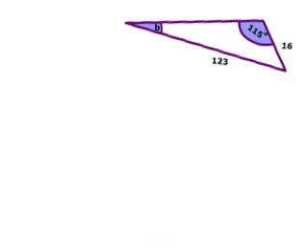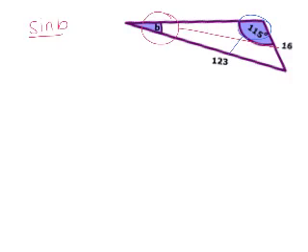Let's try that example again. Let's see how many different triangles are possible with this version of SSA. Remember, we're dealing with pairs. This angle B is across from 16, and this 115 degree angle is across from 123. So I'll start with the sine of B over 16 is equal to the sine of 115 degrees over 123.